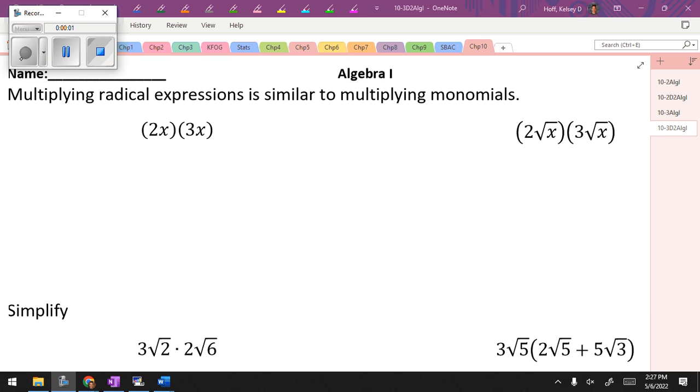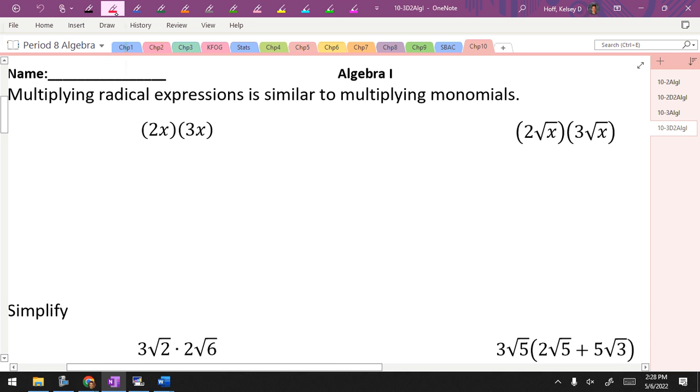Multiplying some of these radicals together. Let's start in the top left, the 2x and the 3x. That's super basic. We're not trying to trick you or anything on that one. How would you multiply 2x and 3x together? Okay, talk to me about how you did that.